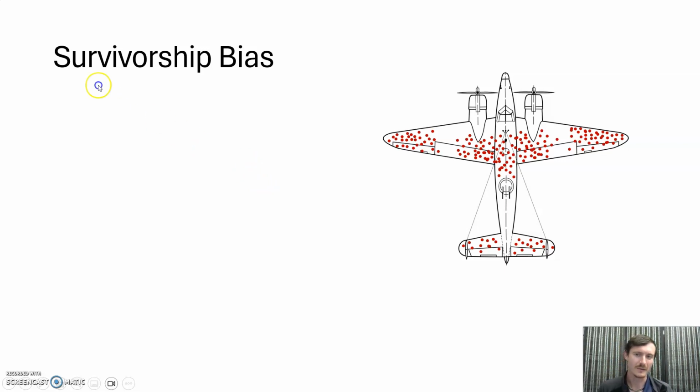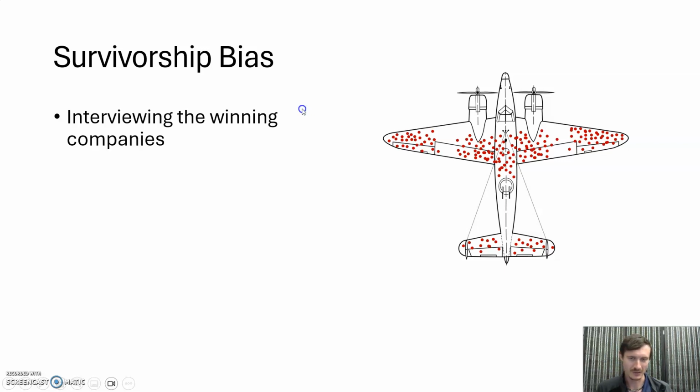Okay, so our final foundational concept here is going to be survivorship bias, right? And the related concept of silent evidence. This can get complicated in a hurry, but I promise it is worth it. If you are not familiar with this concept already, it is 1,000% worth it to learn what I'm talking about.